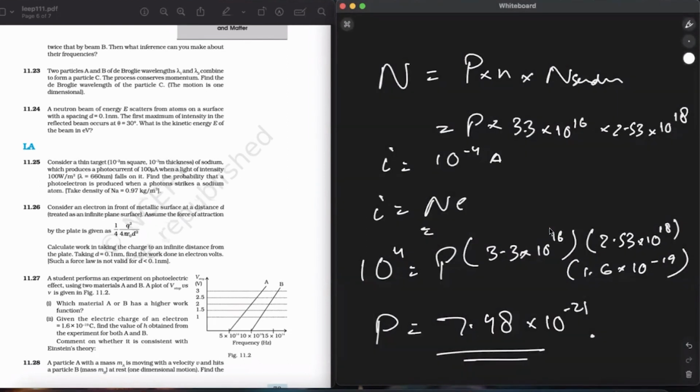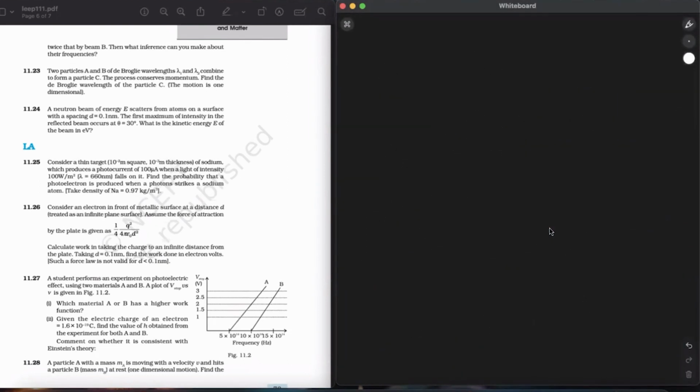Now, moving on to question number 26. Consider an electron in front of a metallic surface at distance d. Assume that the force of attraction by the plate is given by 1 by 4 times q square upon 4 pi epsilon naught d square. Calculate the work in taking the electron to infinite distance from the plate.